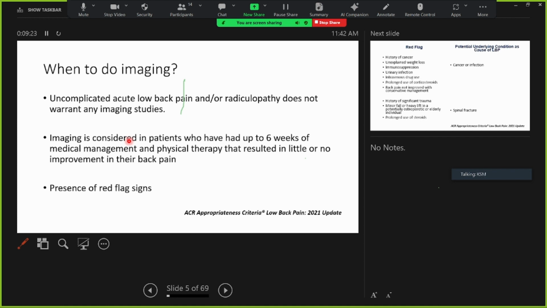So when to do imaging? Now, according to the guidelines of American College of Radiologists, appropriateness criteria for low back pain updated in 2021, according to that, you should not straight away go for imaging if a patient presented back pain. You have to observe the patient for at least 4 to 6 weeks unless the patient is having any red flag signs, with conservative management. And after that, if the patient is still having backache or associated with the neurological signs or red flag signs, then you can do imaging.